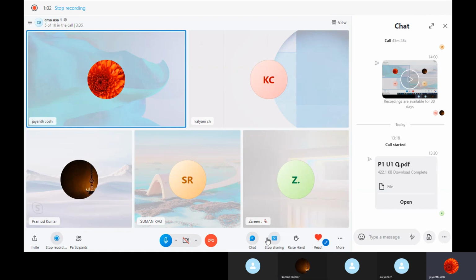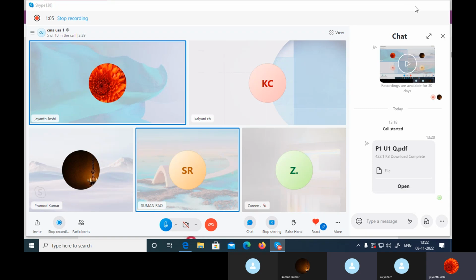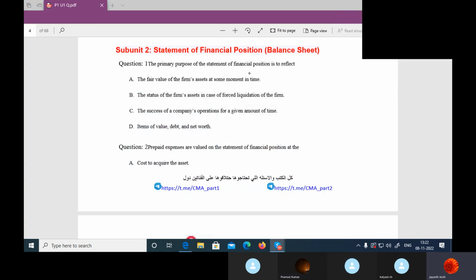Okay. Come on. Tell me the answer for the first one. The primary purpose of the statement of financial position is to reflect what? Fair value of the firm's assets at some moment in time, status of the firm's assets in case of forced liquidation of the firm, success of the company's operations for a given amount of time, or items of value, debt and net worth.